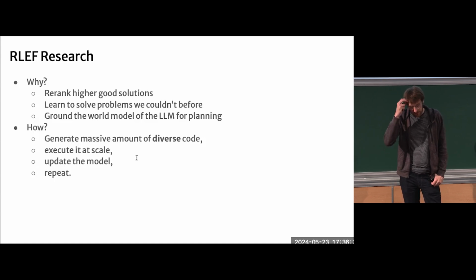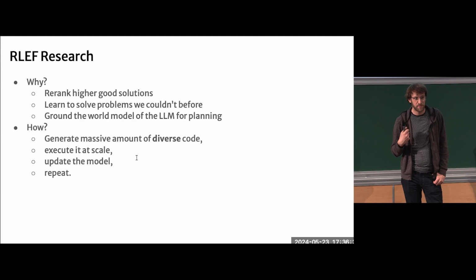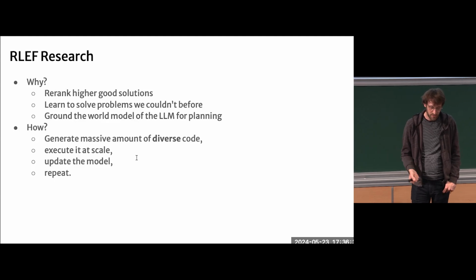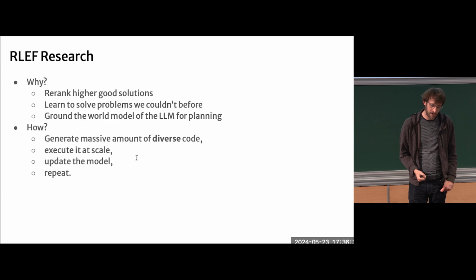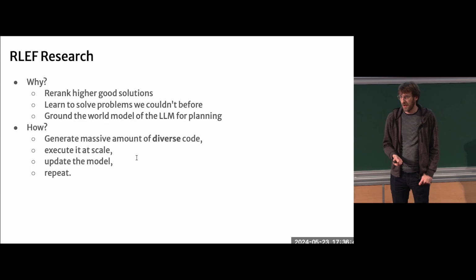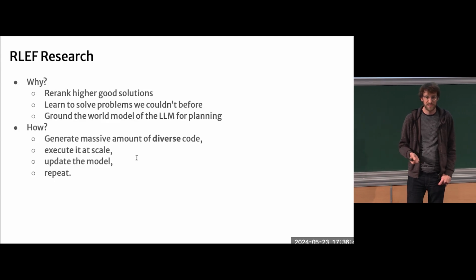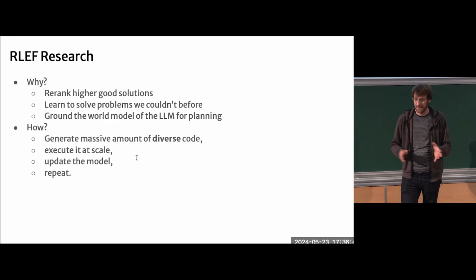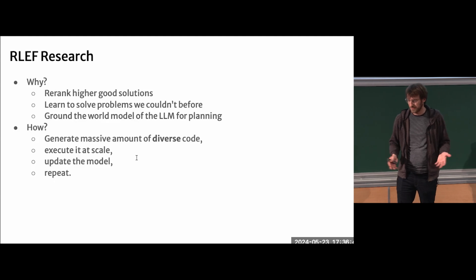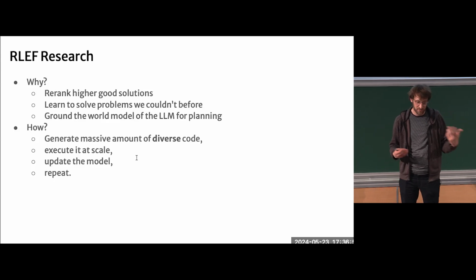So how are we doing that? We need to generate a massive amount of diverse code, and that is a big issue, even for re-ranking, because if you try to do pass at 100, and out of your 100 solutions you have only 2 or 3 different solutions, the rest is just syntax difference, you're spending a lot of compute and not a lot of exploration for what the model should learn.